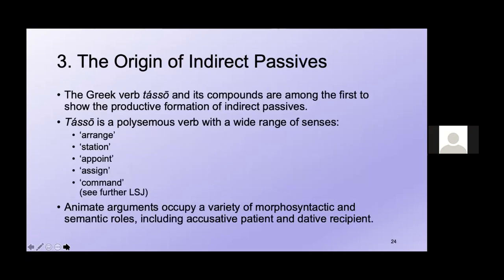So, for example, the Greek verb tasso and its compounds were among the first to show the productive formation of indirect passives. Tasso is a polysemous verb with a very wide range of senses, including arrange, station, appoint, assign, command, and quite a lot of others that are listed in lexicons. And animate arguments occupy a variety of morphosyntactic and semantic roles, including accusative patients and dative recipients.